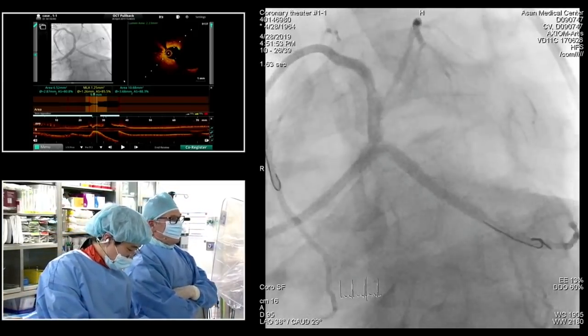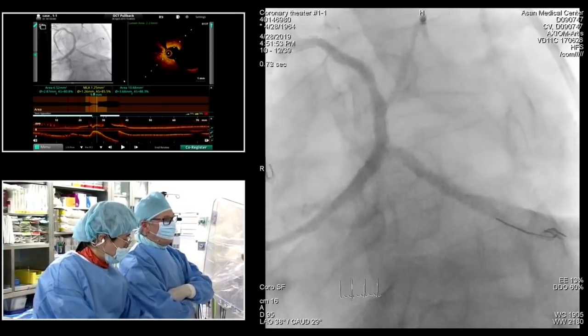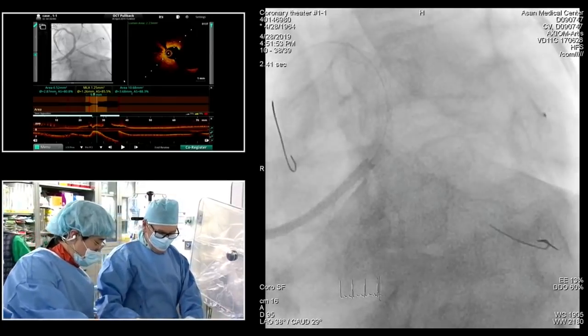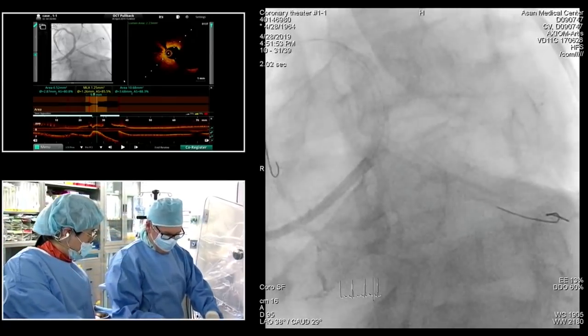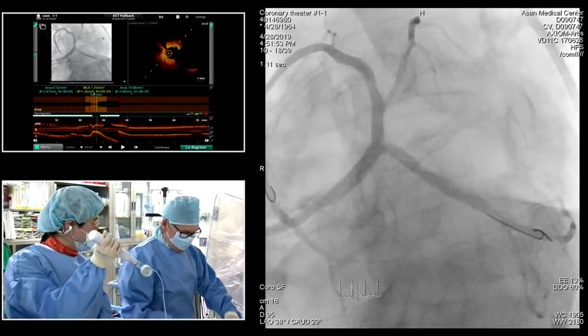I always do kissing balloon with 2 drug-eluting balloons. But you know, Antonio, there was no lesion on the proximal LAD. Yeah, but you know the trauma and everything. It's okay. I don't have any data, but that's what I do.